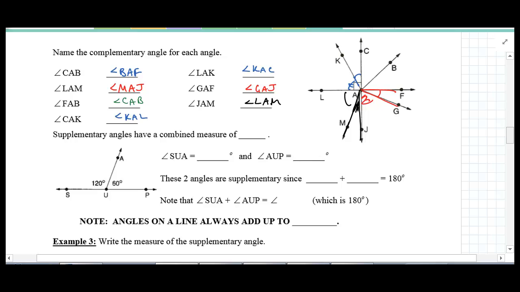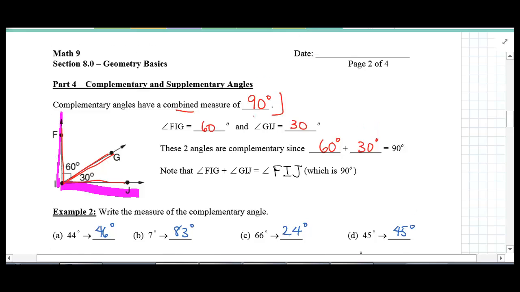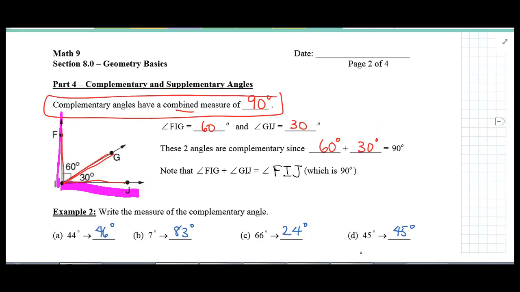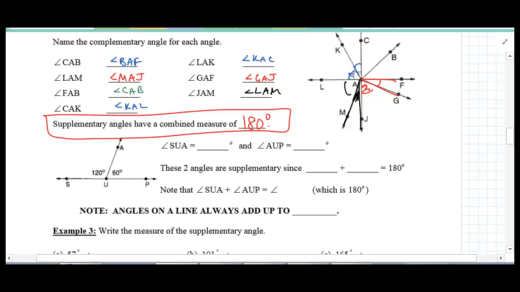It's called supplementary. So supplementary angles have a combined measure of 180 degrees. And by the way, you need to know this, so box that perhaps, and I guess you should go back and box this as well. Those are important facts. So if they're supplementary, that means they add to 180.